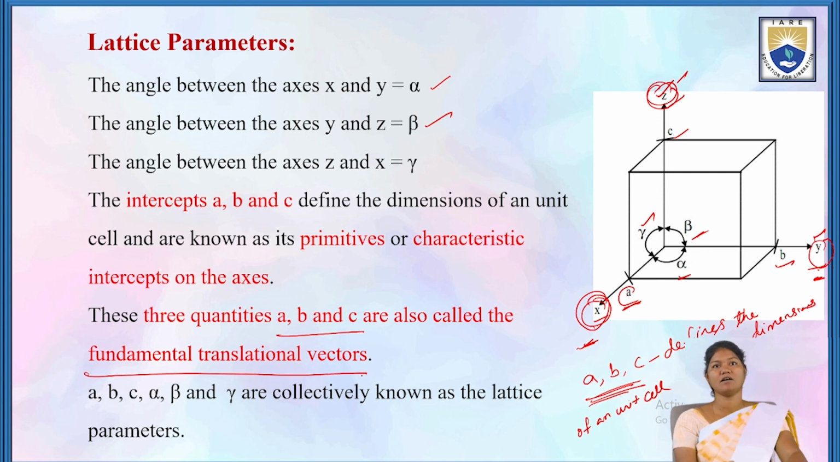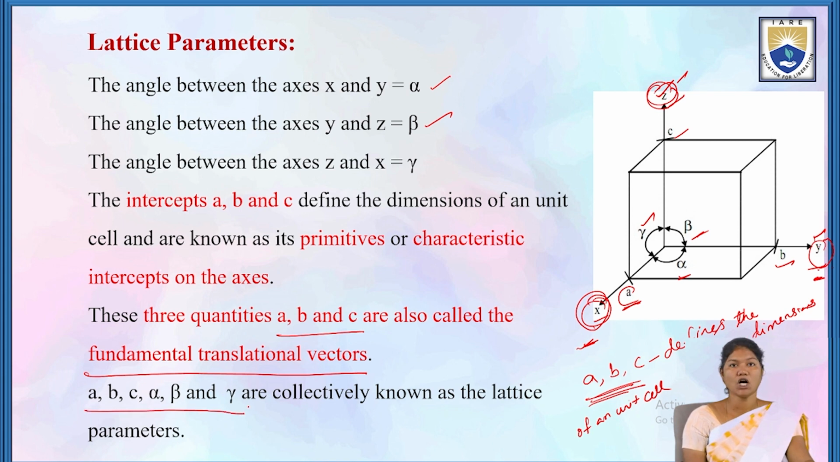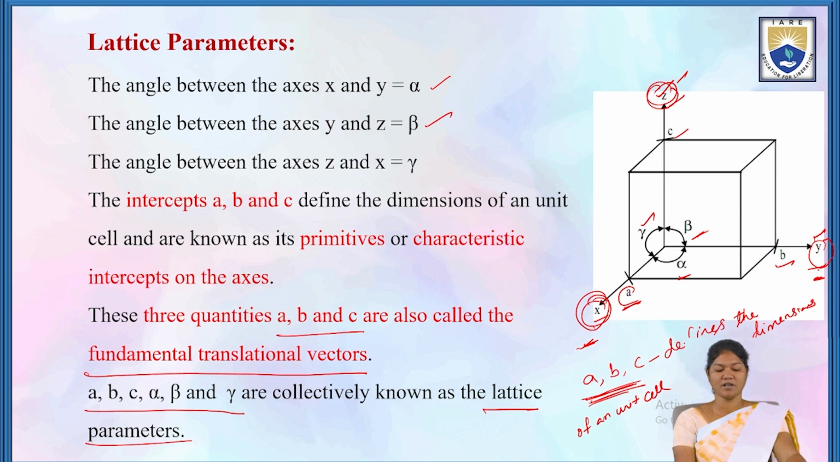Here the angles between the crystallographic axes and these primitives are collectively called lattice parameters. So A, B, C, alpha, beta and gamma are collectively known as lattice parameters. A, B, C define the dimensions of a unit cell, and alpha, beta, gamma give the angles between the crystallographic axes. So completely they are called lattice parameters.